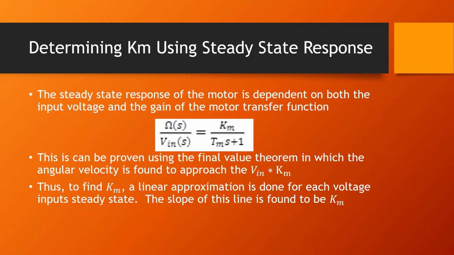The steady state response of the system is dependent on a transfer function which utilizes the gain Km and the time constant Tm. Km can be derived from a relationship we can find from input voltage and steady state angular velocity. We can perform a linear regression on the previous graphs to determine the Km over a certain range.